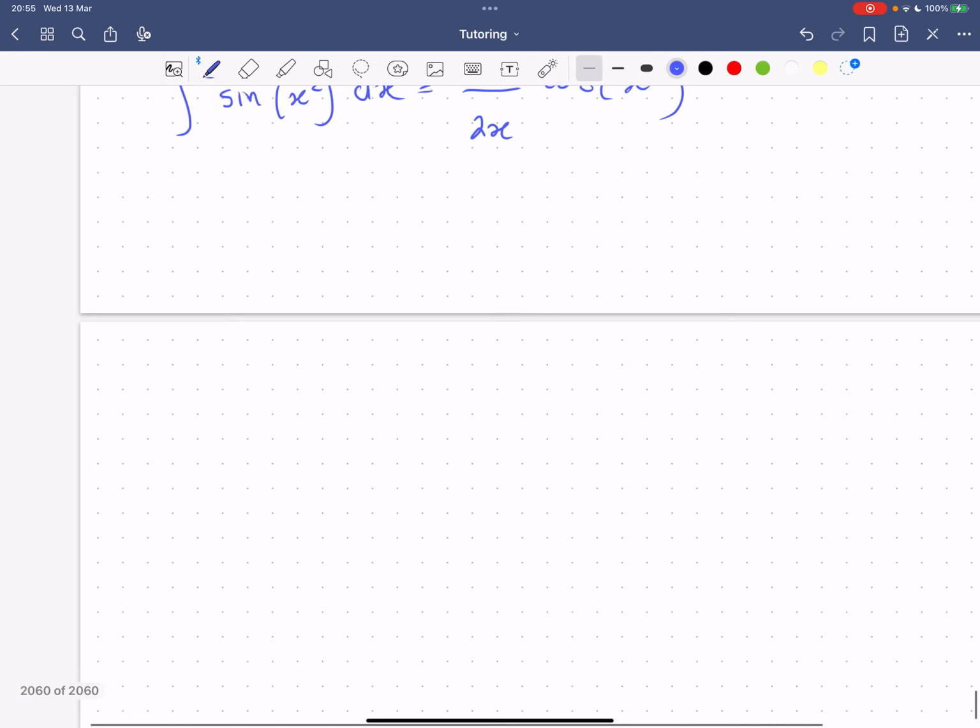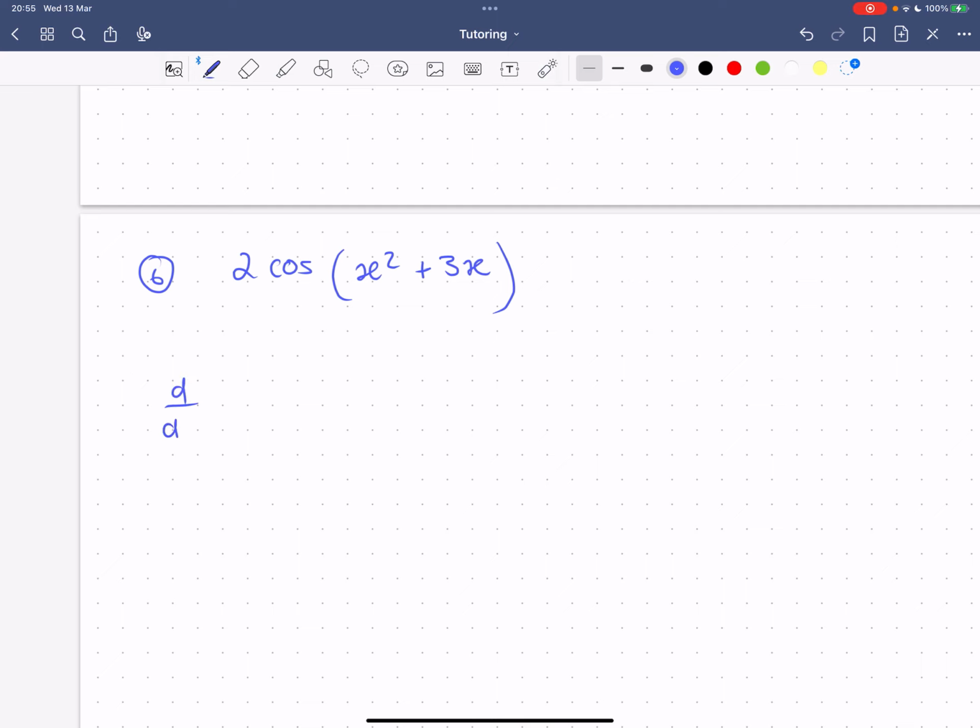Let's have a go at question 6. We want to differentiate and integrate cos, we might put a 2 out here just for fun, of (x squared plus 3x). Let's say we wanted to differentiate that.